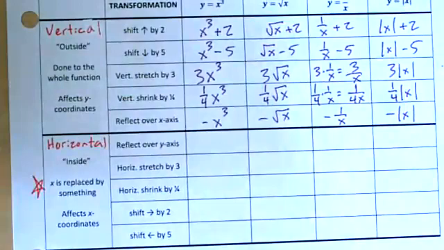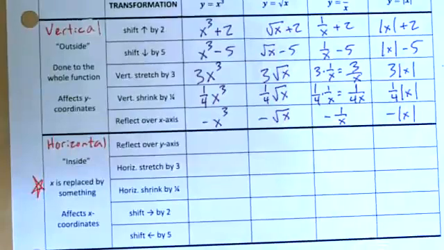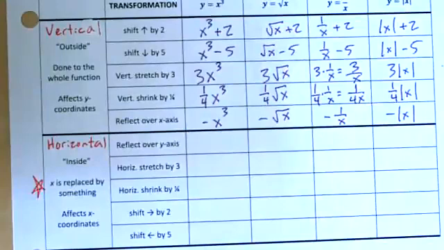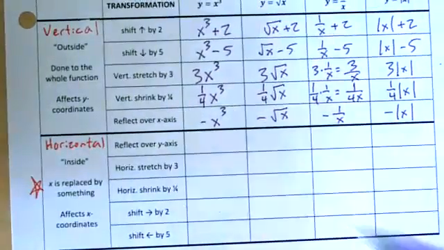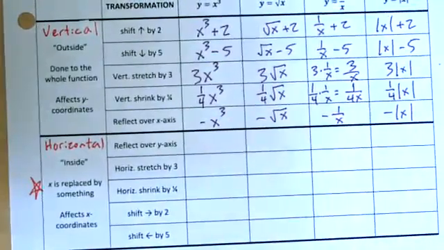I started with vertical first because vertical is straightforward. Horizontal, everything's kind of backwards from what you'd expect. Do you guys remember that from last year? Plus moves it to the left and minus moves it to the right. Remember that? Multiplying by a big number actually shrinks it. Multiplying by a really small number actually grows it, stretches it. Everything's kind of backwards. So reflect over the y-axis is the same thing, but pay attention to this, okay?